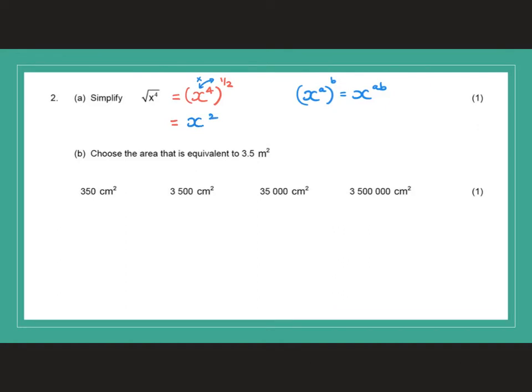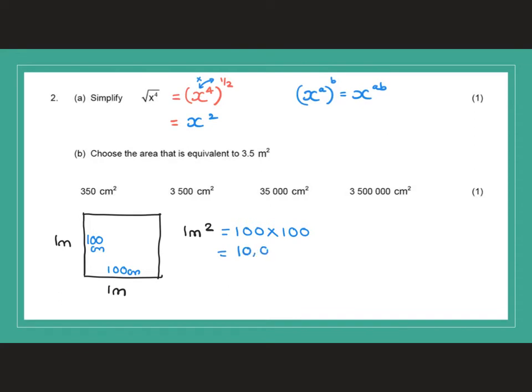Now, 3.5 metres squared. What is the area equivalent to this? We need to remember the unit conversion for area here. I want you to imagine a 1 metre by a 1 metre square. Now, in that 1 metre, each side is composed of 100 centimetres. So 1 metre squared is equal to 100 centimetres by 100 centimetres. So that is 10,000 centimetres squared. 1 metre squared is 10,000 centimetres squared.